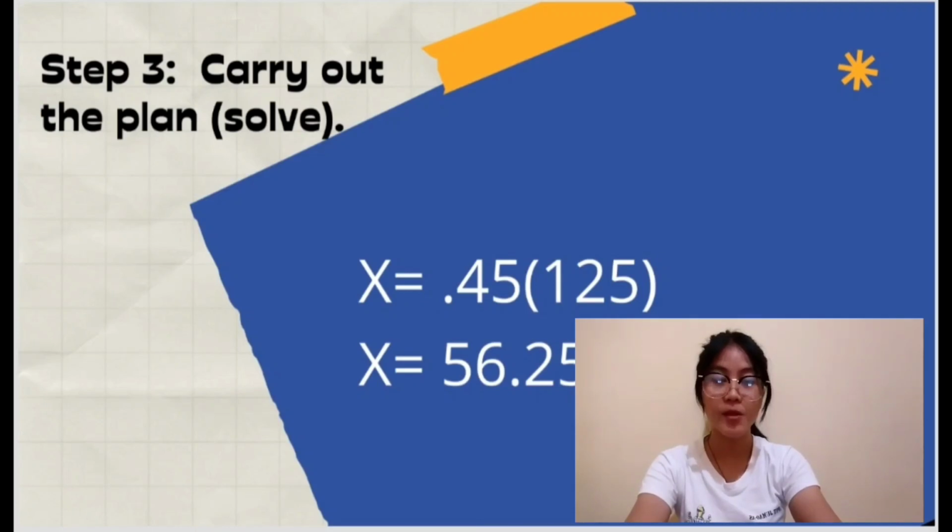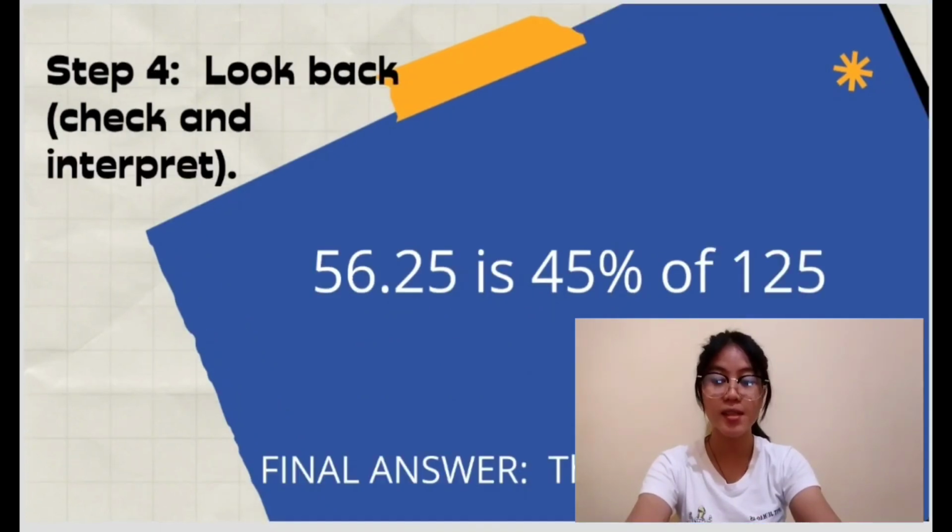And the last step, step 4: 56.25 is the 45% of 125. So again, 45% of 125 is 56.25. That is our final answer.